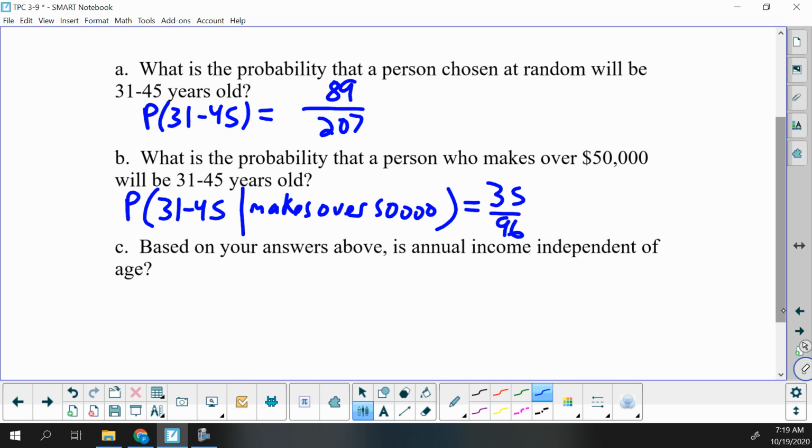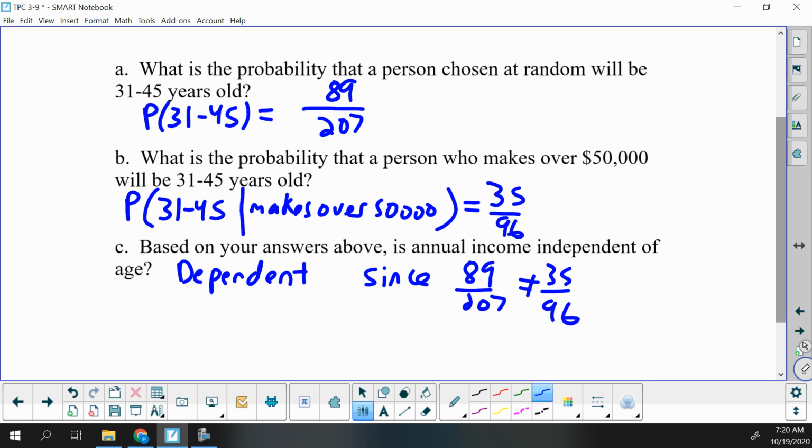Based on your answers above, is annual income independent of age? Well, if it was independent, knowing that someone makes over 50,000 should not affect the probability of 31 to 45. And if we look at our answers from A and B, it does affect it. It's changed. So we can say they are dependent, since the 89 over 207 did not equal the 35 over 96.